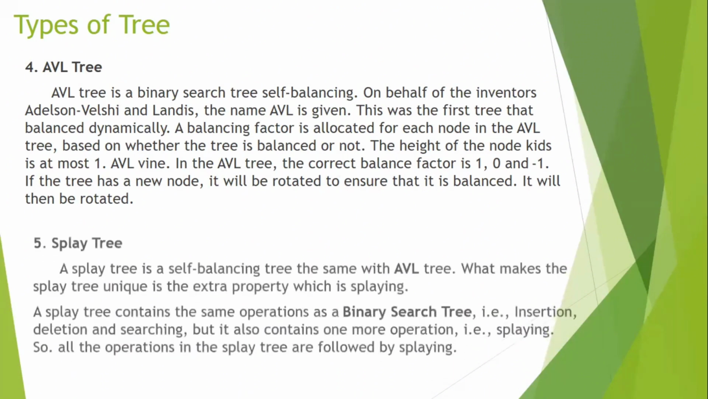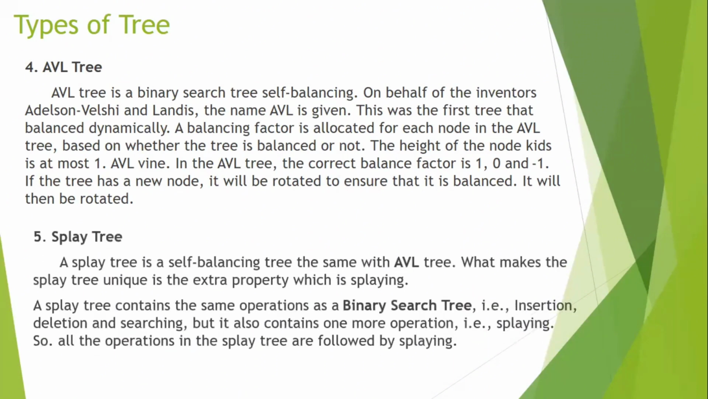So the fifth one is the splay tree. When we say splay tree, it is a self-balancing tree, the same with AVL tree. That makes the splay tree unique in the extra property, which is splaying.